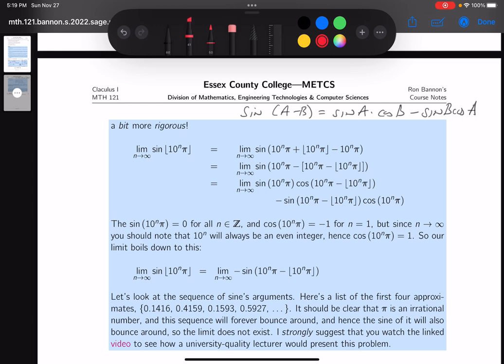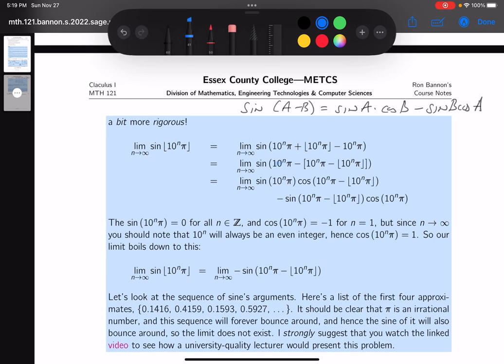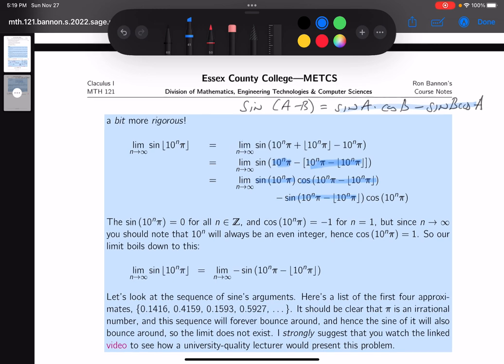So give me one moment, and this is going to be my a, and this is going to be my b over here. All right, so what do I write down? Basically I'm just using this formula over here. So sine of 10n times pi, then I got the cosine of this over here, minus the sine of that 10n pi minus the floor, and this over here.